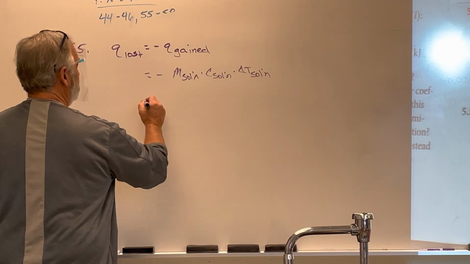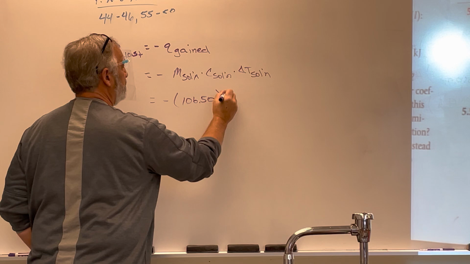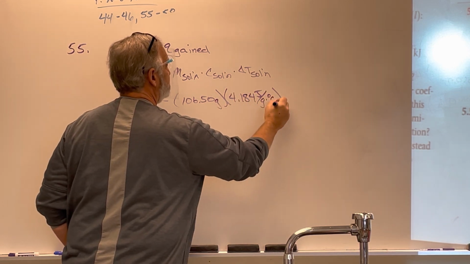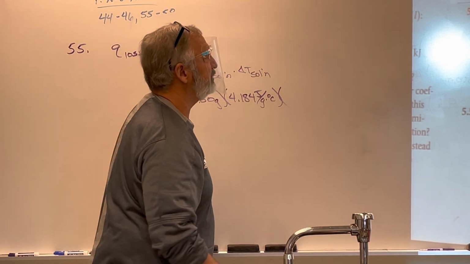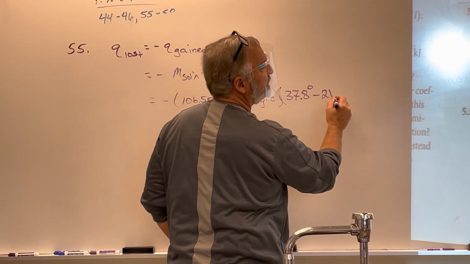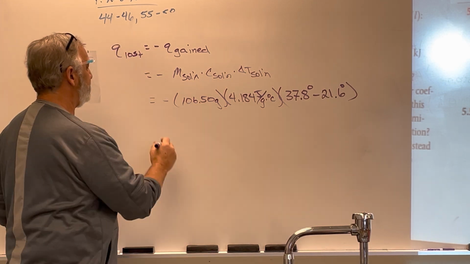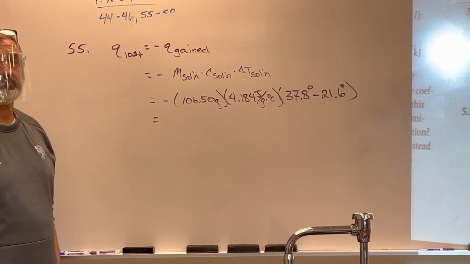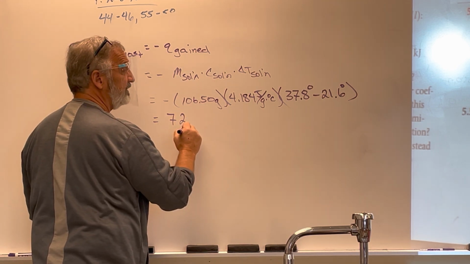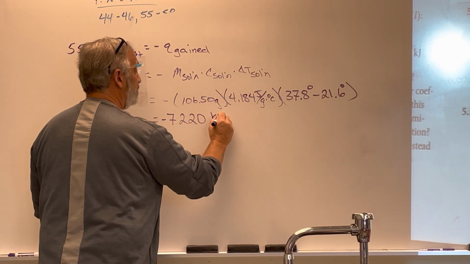So we just plug it in, negative 106.50 grams, 4.184 joules per gram degree Celsius, times the final minus the initial, 37.8 degrees minus 21.6 degrees. And all of that turns out to equal 7,220, okay, and that's going to be a negative kilojoules.